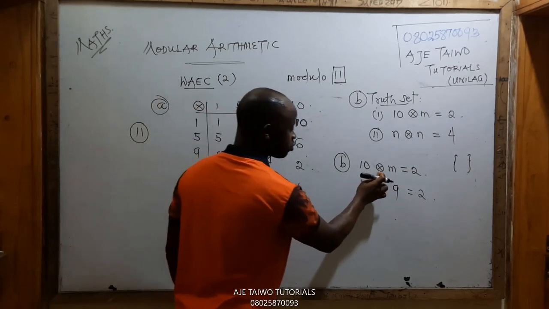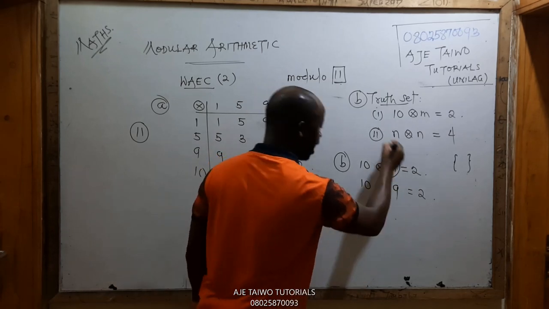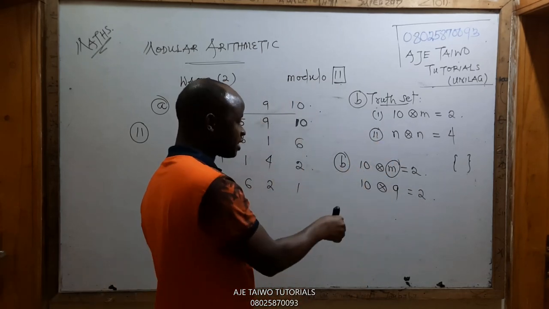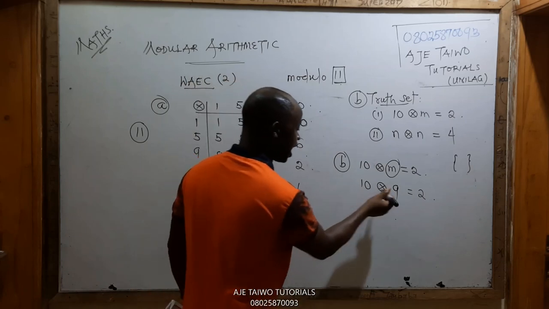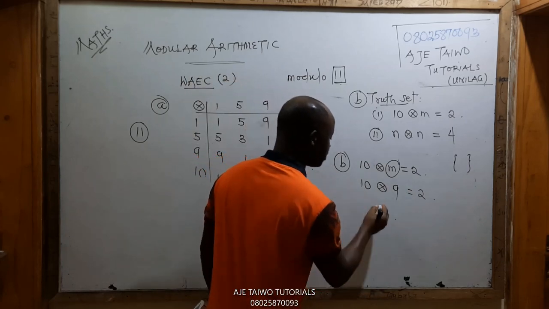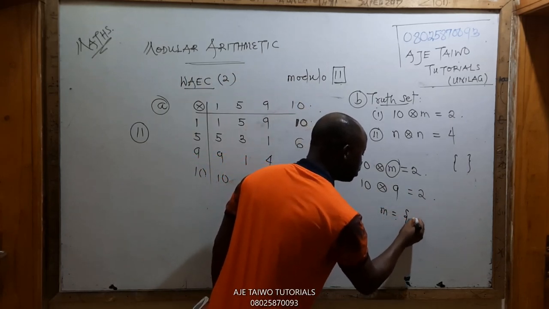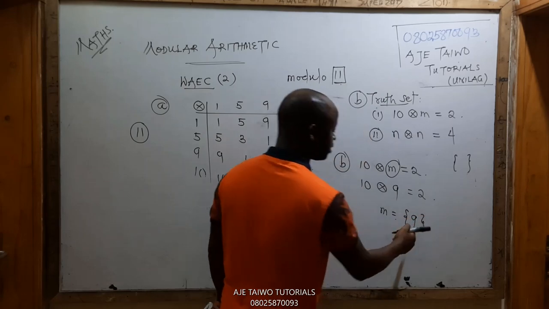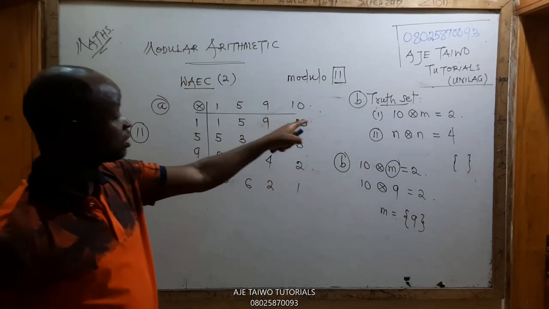So 10 times what? M. 10 times what will give us 2? That will be 10 times 9 from the table. That means M equals 9. Why did I put it in this symbol? For a set, a truth set.